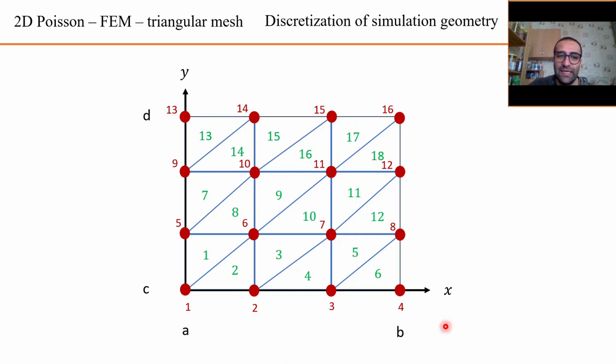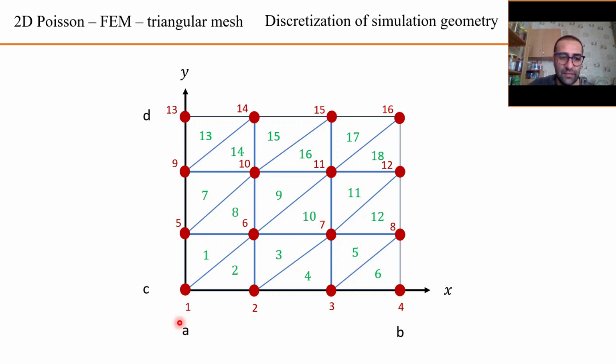For example, consider the element number 9, and we see that these are the local node numbers 1, 2, 3, and we easily see that the global node number of the third node of element 9 is 10, and this is how you need to create this connectivity information.